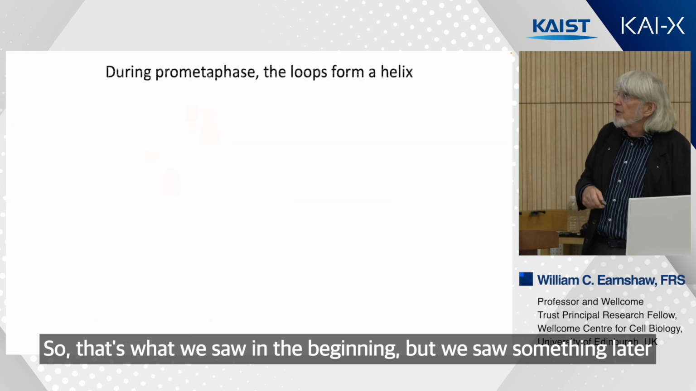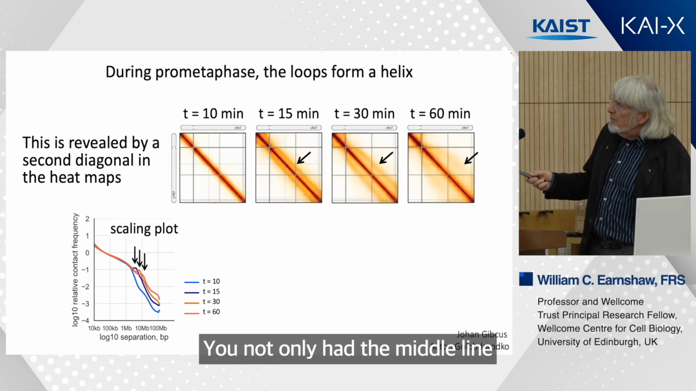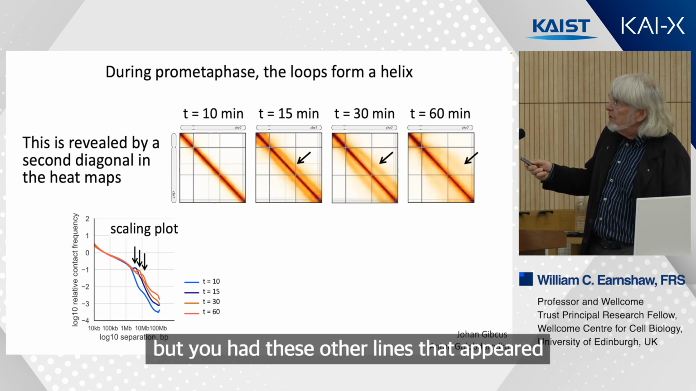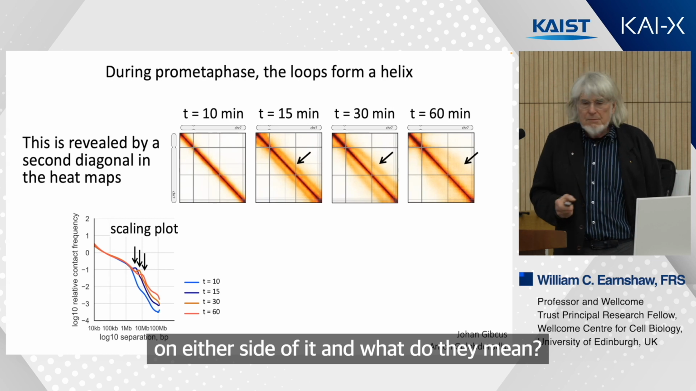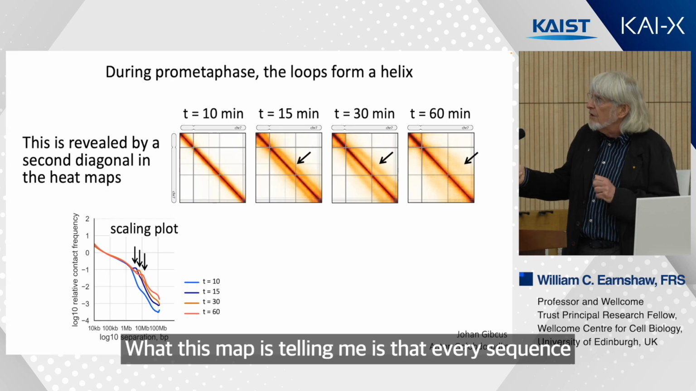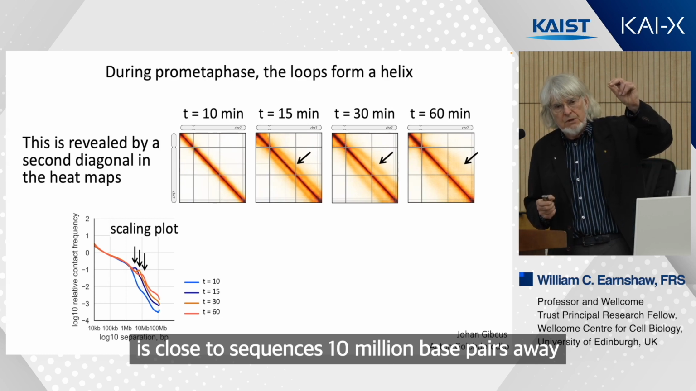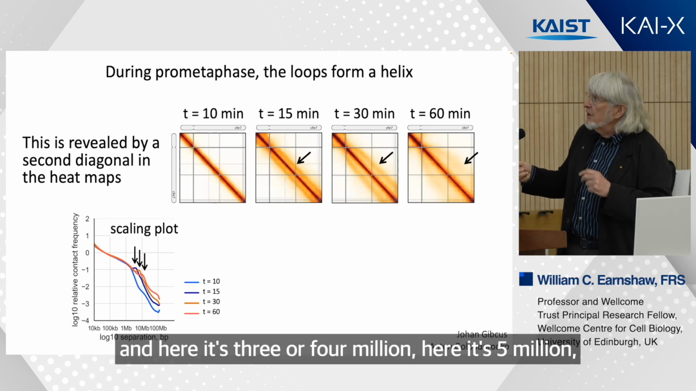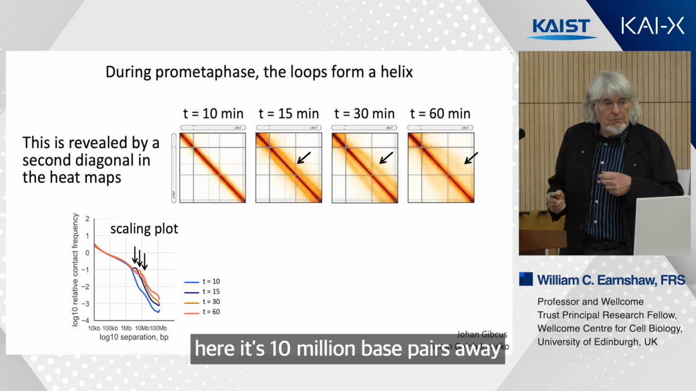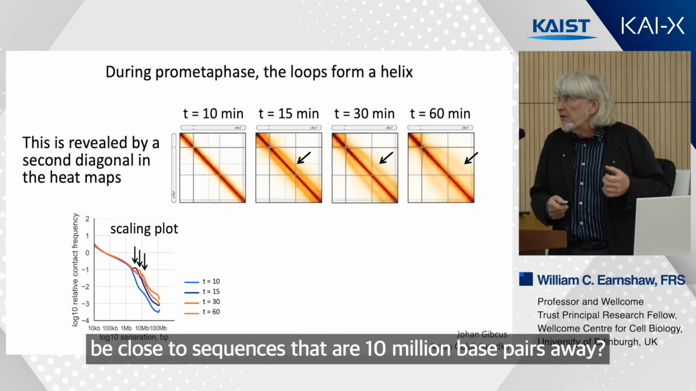But we saw something later. What happened was nobody had ever seen anything like this in a Hi-C map. You not only had the middle line, but you had these other lines that appeared on either side of it. And what do they mean? So the lines tell you that sequences are close together. What this map is telling me is that every sequence on the arm of this chromosome is close to sequences 10 million base pairs away. And here it's 3 or 4 million, here it's 5 million, here it's 10 million base pairs away. How can every sequence be close to sequences that are 10 million base pairs away?